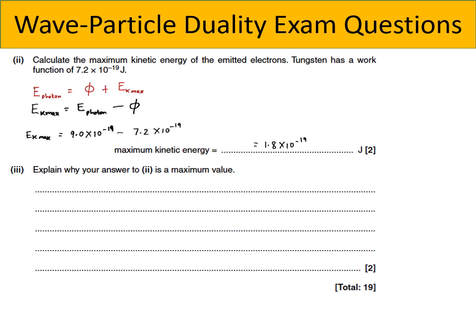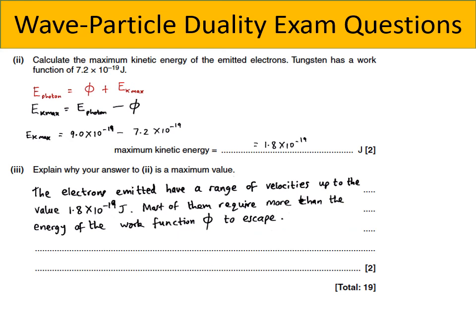Part 3 is slightly more challenging. Explain why your answer to part 2 is a maximum value. Well, the electrons emitted have, as we know, a range of velocities up to the value of 1.8 times 10 to the power minus 19 joules. Most of these electrons require more than the energy of the work function in order to escape, so some might need a little bit more energy for that to happen. Okay, and that's your second mark there.